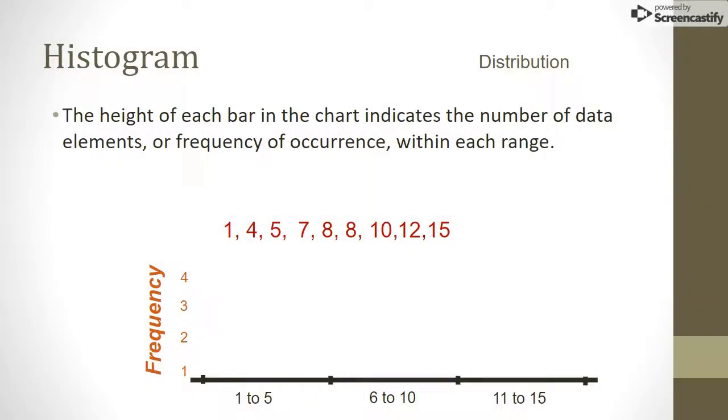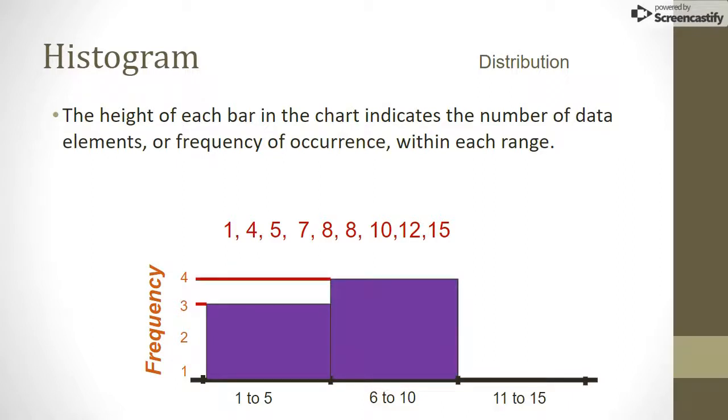The height of each bar in a histogram indicates the number of data elements, or the frequency of occurrence, within each range. Now looking at the data, you can see there are 3 data values in the set that are in the range from 1 to 5. There are 4 data values in the range 6 to 10. And there are 2 data values in the range 11 to 15.